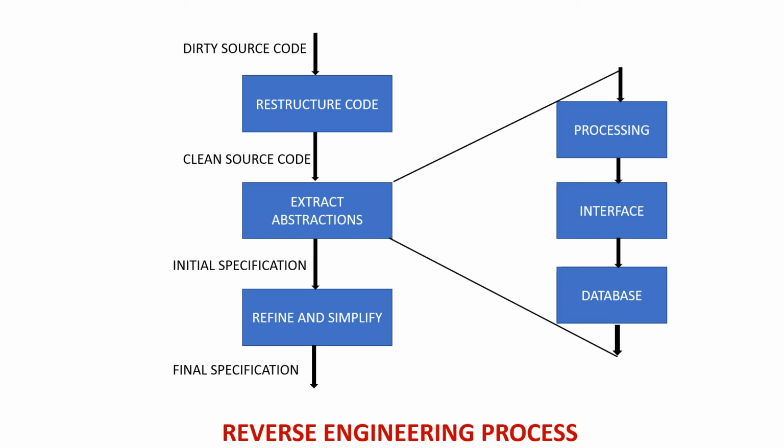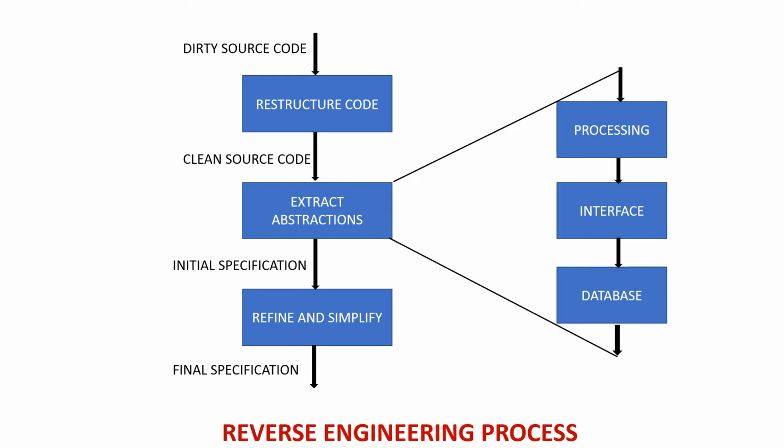Now we'll be seeing the reverse engineering process in detail. In this figure, we have the dirty source code, what we call the erroneous source code, which is fed to the restructuring unit for restructuring. The restructuring unit will restructure that code and give us the clean source code. After getting the clean source code, now we have to abstract various information. We have just the source code. Now we have to abstract various information, so we'll get to the extract abstraction section.